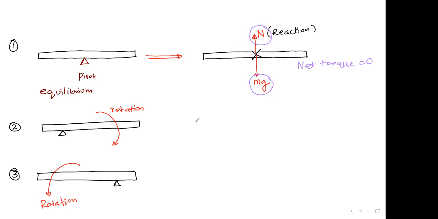Let us understand. In the second case, what happens is the normal force is here, right? And gravity is at the center. Weight is at the center, right? But the pivot is here, correct? The pivot is here, isn't it?